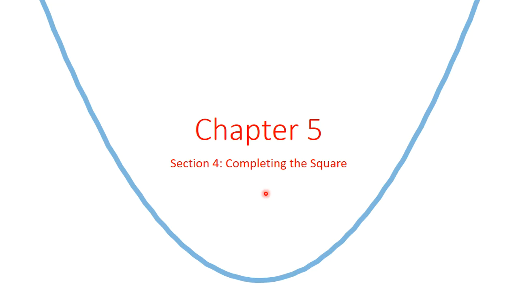Welcome back to section 4 of chapter 5. In this section, we are going to see another way of solving quadratic equations which will work even if we're not able to factor them, because there are some quadratic equations that factoring is either very, very difficult or just downright impossible. And so this method, which will actually lead us into the next topic, is called completing the square.